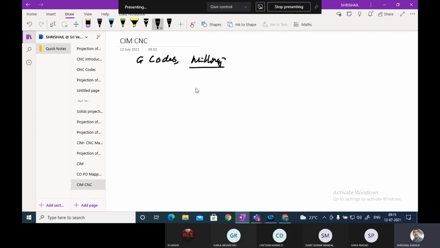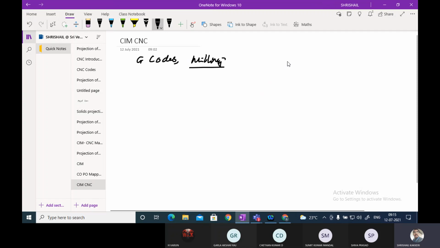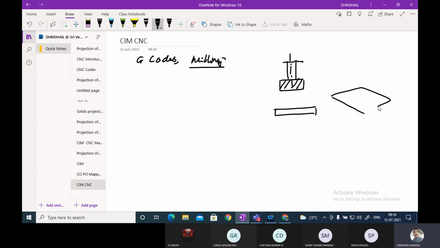For the milling operation, I have already shown in the PPT that this is the milling cutter. This is the milling cutter axis, this is the machine and this is the table. So the milling cutter movement will be Z and the table movement will be X and Y. X and Y are the table movements. If it is approaching, it will be plus Z, and if it is retracting, it will be minus Z.